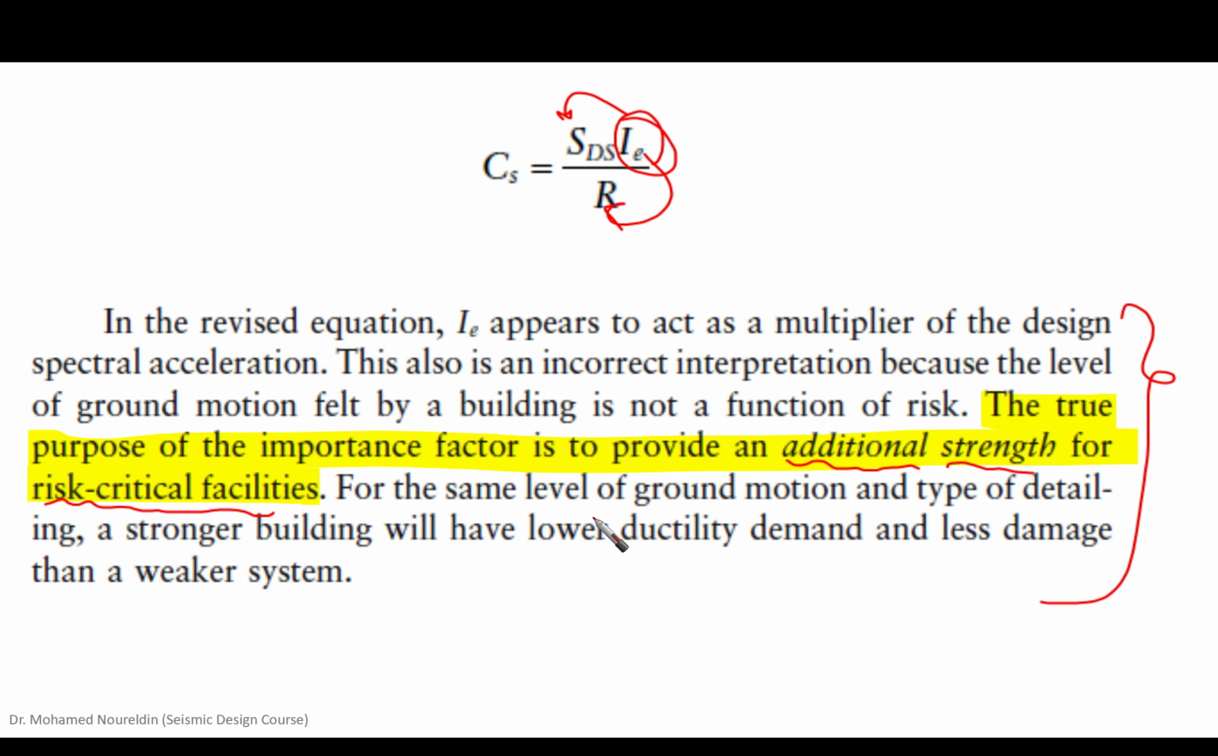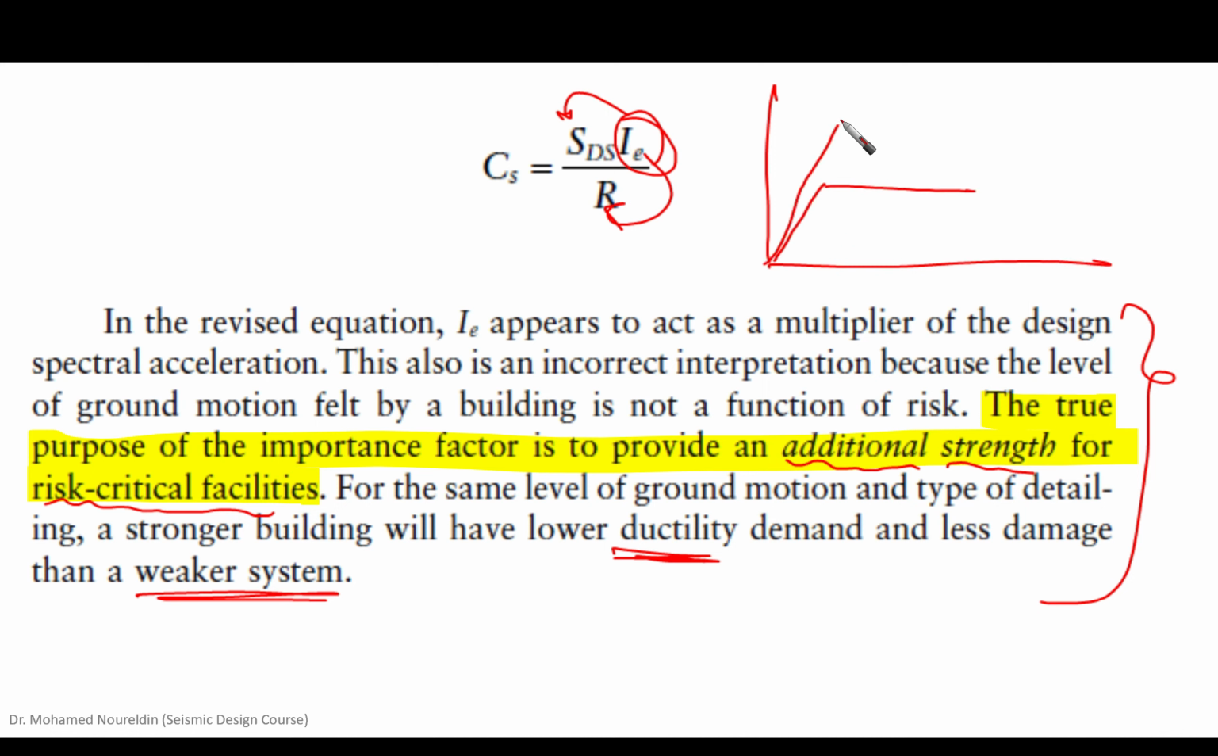Okay. For the same level of ground motion and type of detailing, a stronger building will have lower ductility demand and less damage than a weaker system. That's exactly as I said. Exactly as I mentioned for the example, we have different buildings like this. This means more ductility demand. Here this means less ductility demand. This one is delta, which is the deformation, and this one is the base shear that is going to be developed. Okay. So when we give a higher importance factor, we are decreasing the ductility demand.